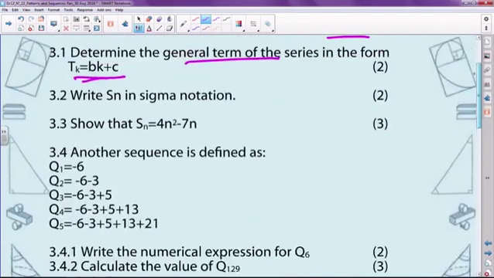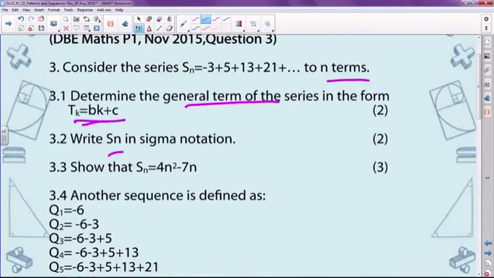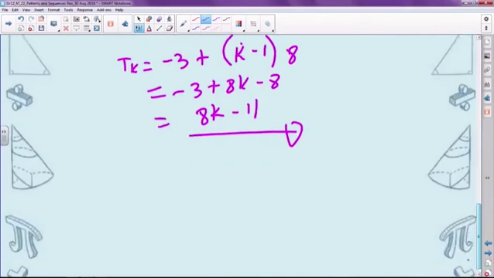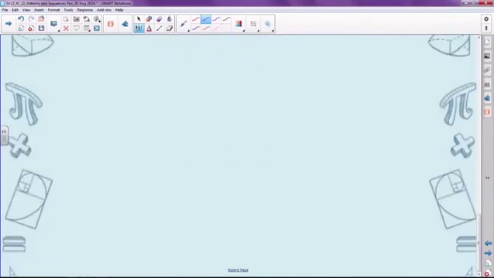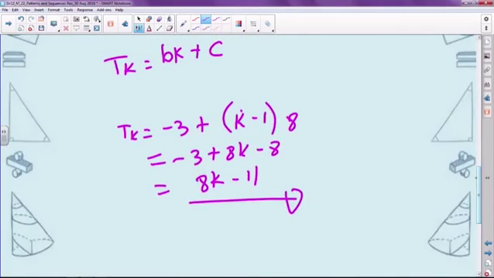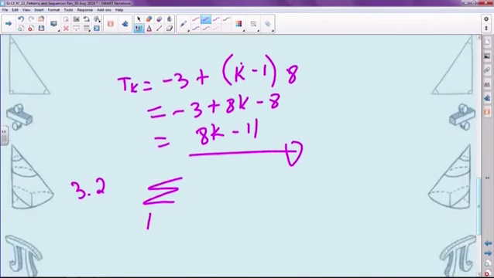Okay, the next one, 3.2: write Sn in sigma notation. So in order to use sigma notation, I need to know where I'm starting, where I'm going to, and what my series is. So for 3.2, we start by saying sigma starts from when k is equal to 1, and we go up to when k is equal to n of that series 8k minus 11. And that's it. That's as easy as it is. It looks easy. It is easy. It's simply the sum of that series.